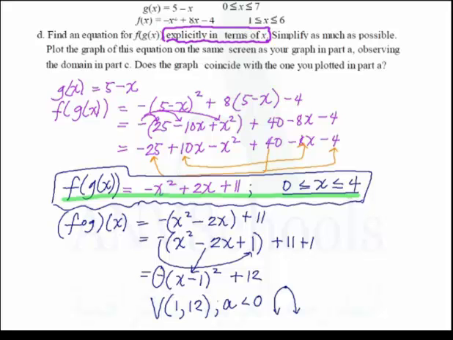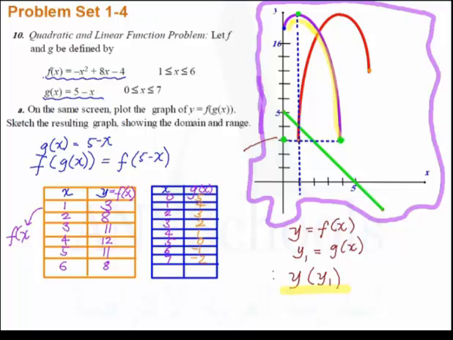And that ends this problem set number 4, quadratic and linear function. Given our f of x equal to negative x squared plus 8x minus 4, restricted domain from 1 to 6, and g of x equal to 5 minus x, with restricted domain from 0 to 7, we get the three graphs here. And our f of g of x, of course, has a restricted domain from 0 to 4, and that ends this explanation. Thank you for watching.